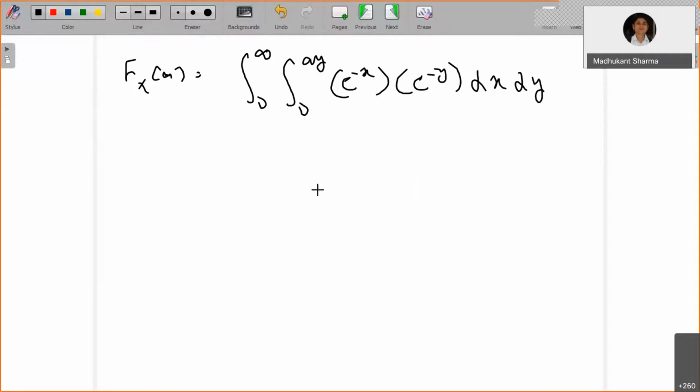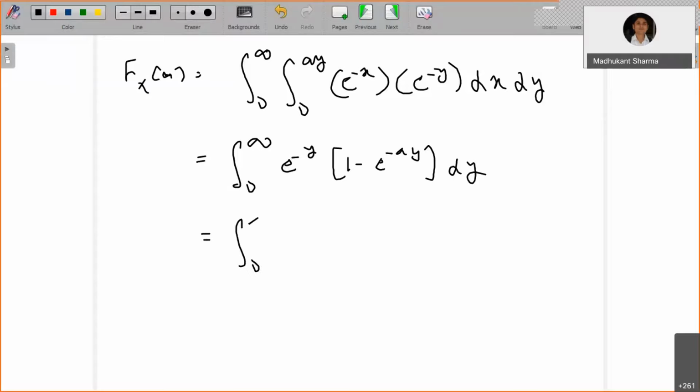So now this is going to be integration from 0 to infinity. Since we are integrating with respect to x, e to the power minus y is outside, and the integration gives minus e to the power minus x, with upper limit minus lower limit. So 1 minus e to the power minus ay, times dy. This equals the integration from 0 to infinity of e to the power minus y minus e to the power minus (1 plus a) y, dy.